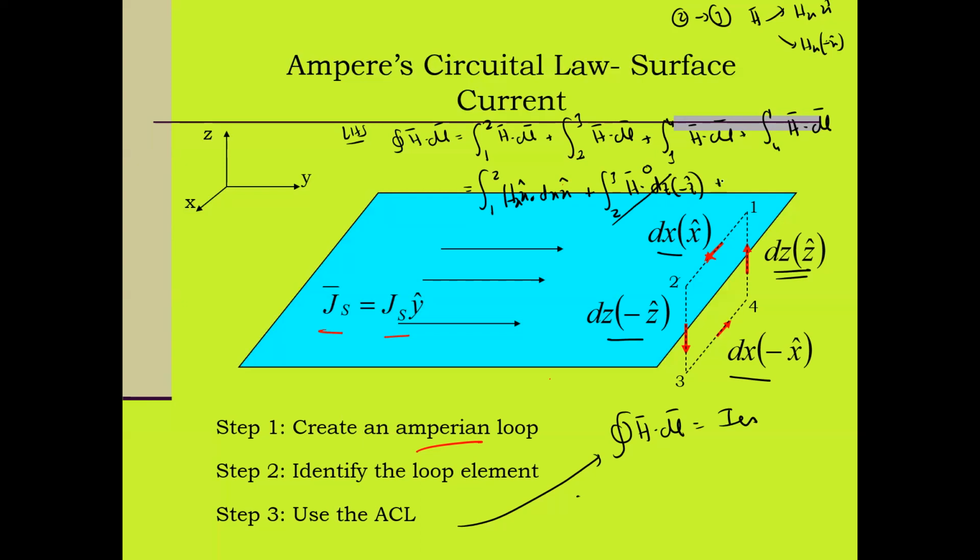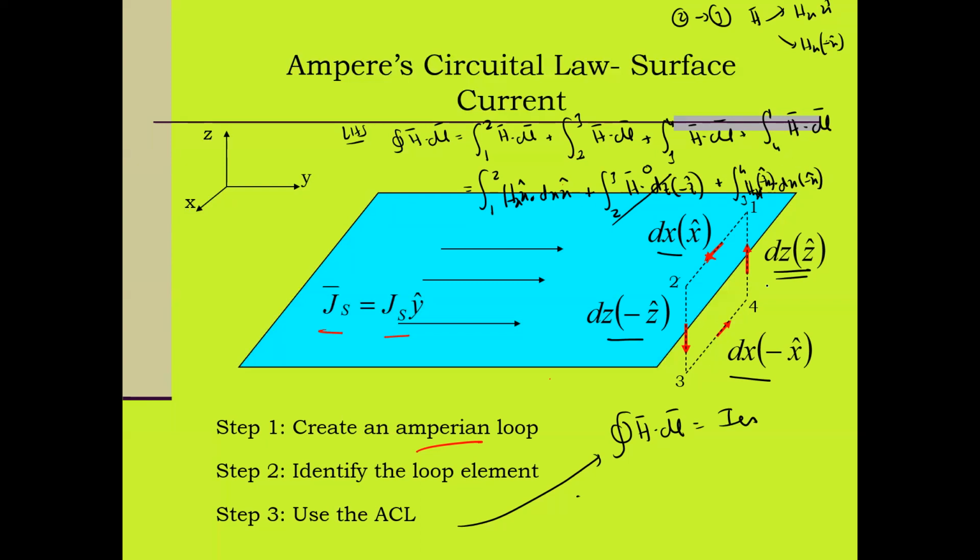Then from point 3 to point 4, we have that dl is dx in the direction of negative x, and by using the right hand rule, we can write that the H vector will also be directed towards the negative x direction. So that should be our H vector for the third side, which is from point 3 to point 4.